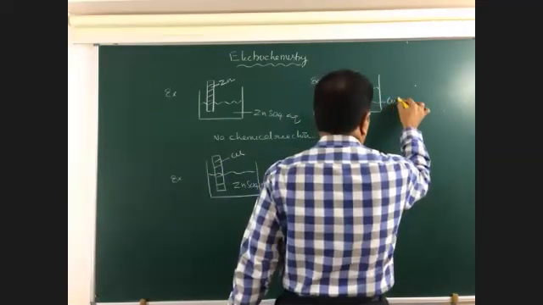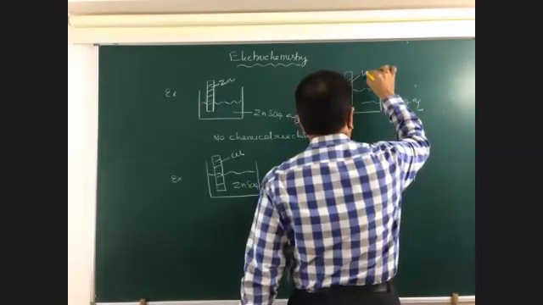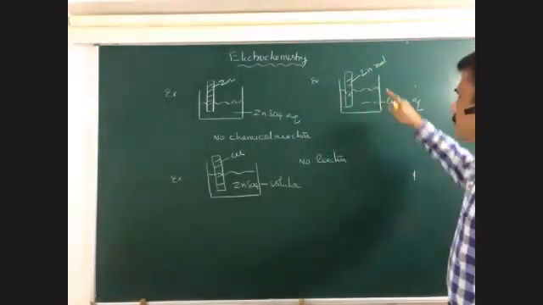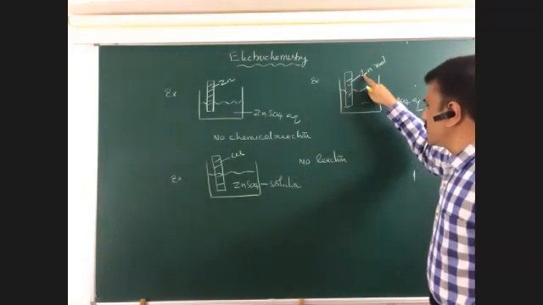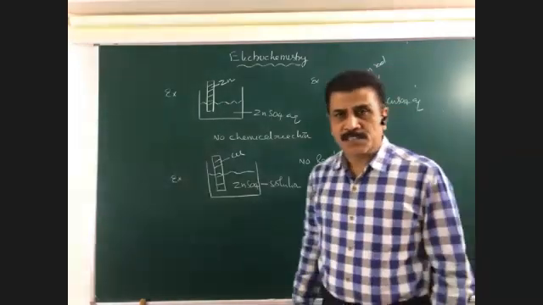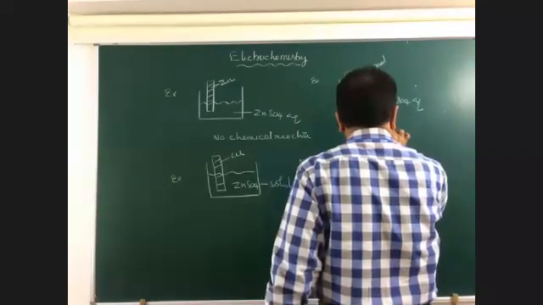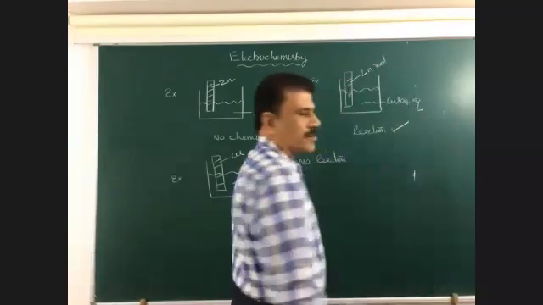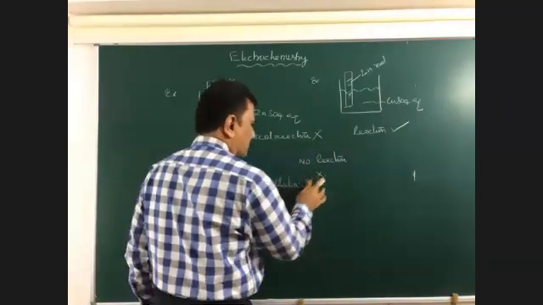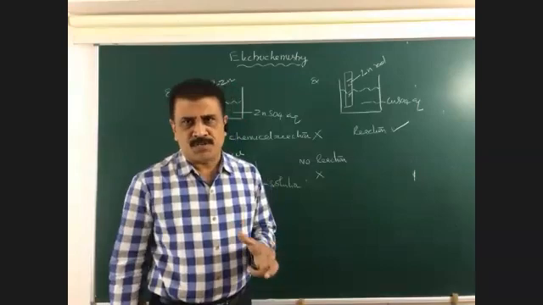This is a copper sulfate solution, an aqueous solution. This is a zinc rod. Here also a potential difference is there. When a zinc rod is placed in copper sulfate solution, a potential difference takes place. But here, a reaction takes place. A chemical reaction takes place, whereas in the earlier cases, chemical reactions are absent.